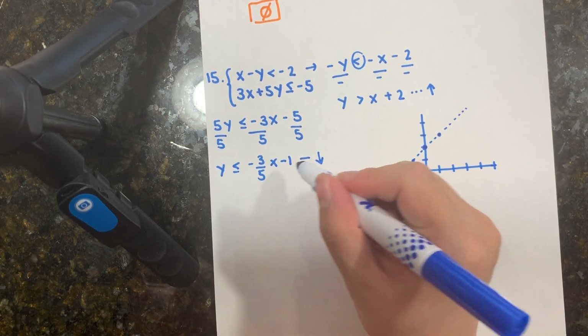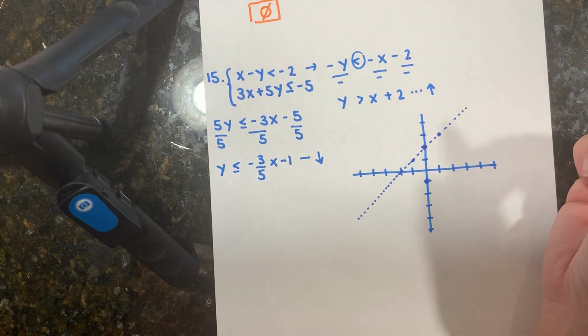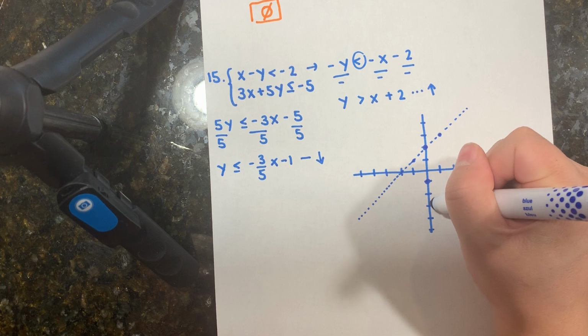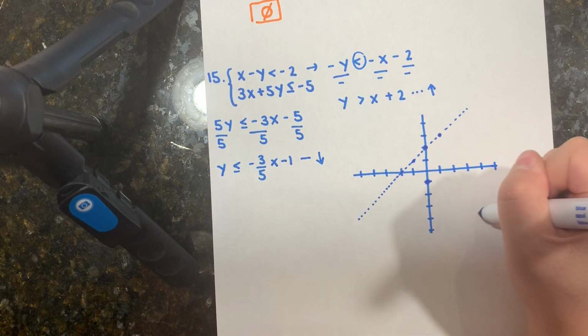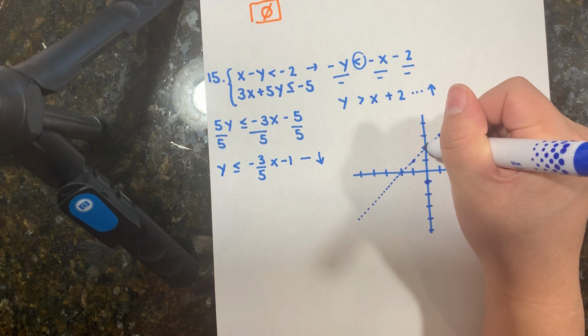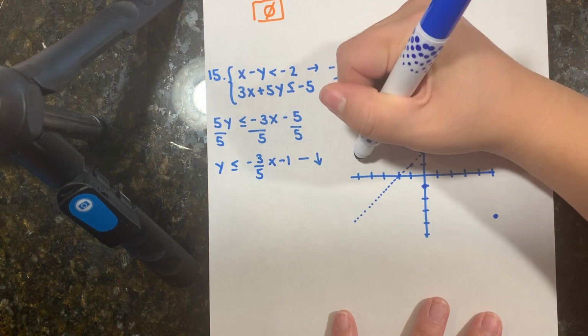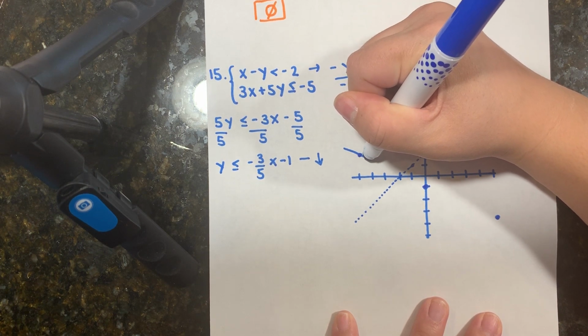Now for the second one, it's crossing at negative 1. And the slope is down 3 over positive 5. So down 1, 2, 3 over 5. Or you could always go 1, 2, 3 up and to the left 5. That's going to give you the same line. And this one's going to be a solid line.